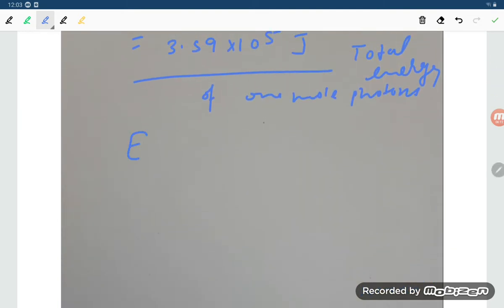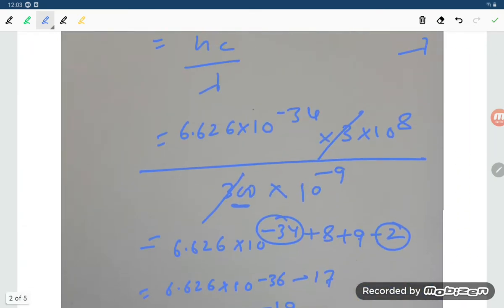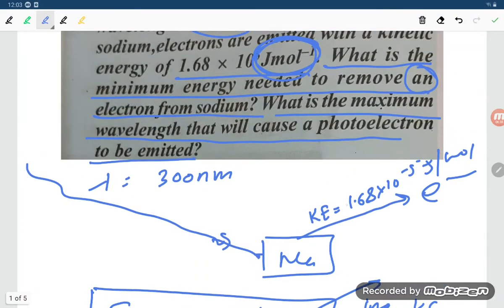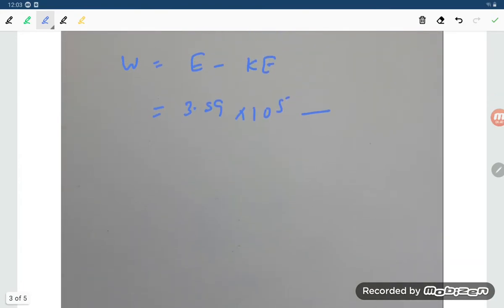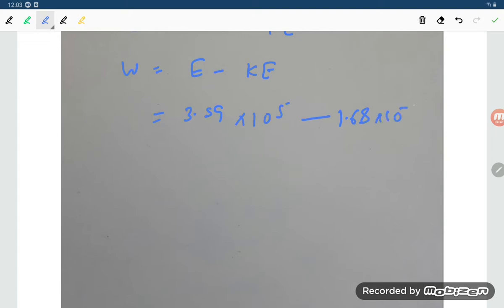So this equation we can apply, E equal to W plus kinetic energy, right? So if you are calculating W, it is E minus kinetic energy. How much is E, student? Just now you calculated 3.59 into 10 power 5, minus the kinetic energy. The kinetic energy given in the question is 1.68 into 10 power 5.